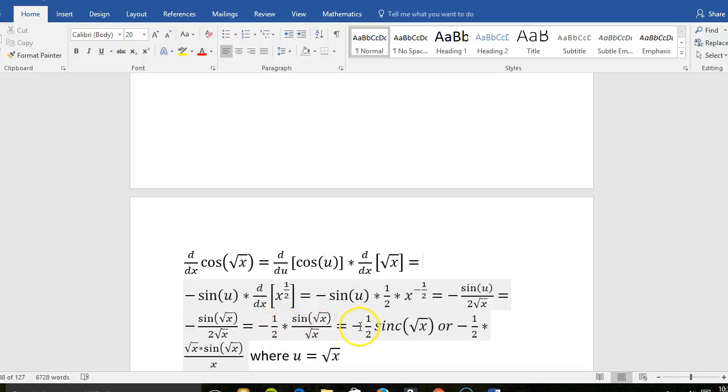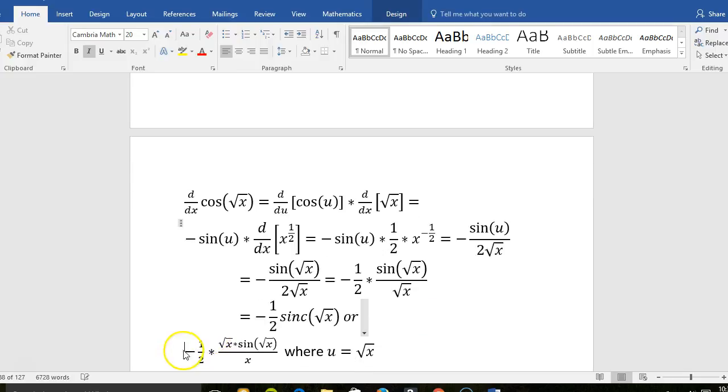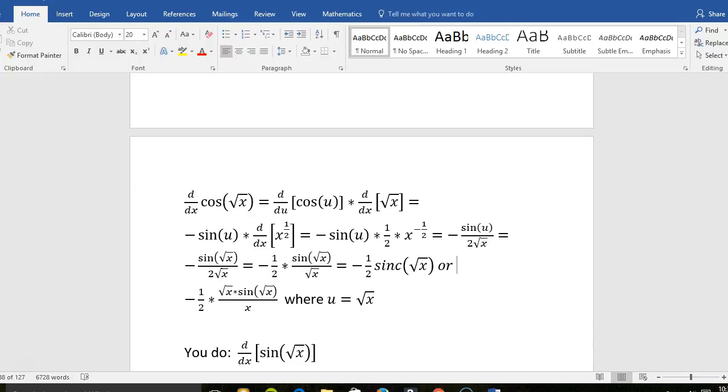But anyway, we got negative 1/2 times. Now, guys, remember the sine of square root of x over square root of x, that's the sinc of the square root of x by the definition of the sinc function. Spacing is bad again. Let me move that down. Or negative 1/2 times x radical, my spacing is going berserk on me. I would stop here. I think your professor usually will be more than happy with this.